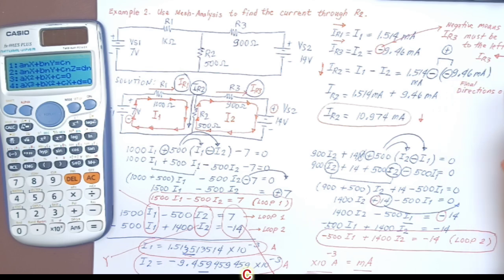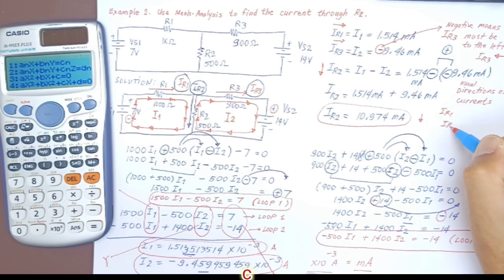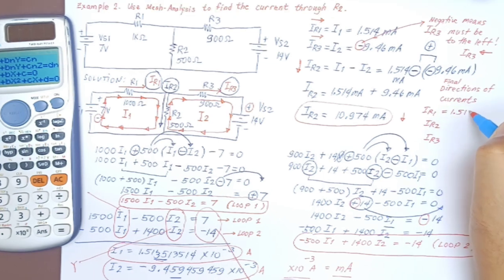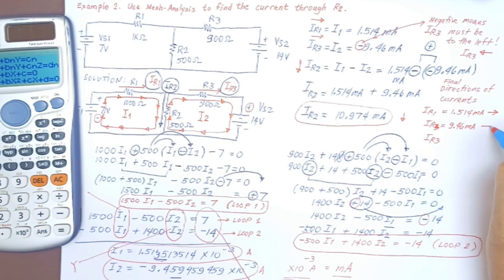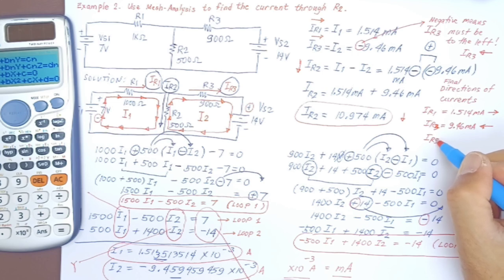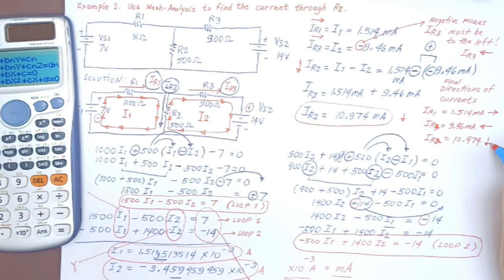So the IR2 is of course going down, and this will be the final direction of currents. We only changed the direction of IR3 because we got negative. So IR1 is 1.514 milliamperes going to the right. IR3 is 9.46. We can cancel the negative sign, but we changed the direction to the left, not to the right anymore. And IR2, which is 10.974, will be downwards. That's it.